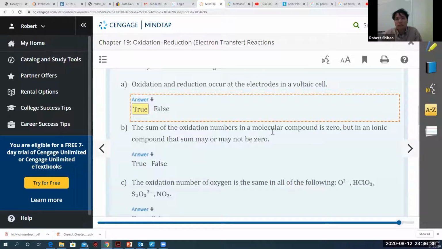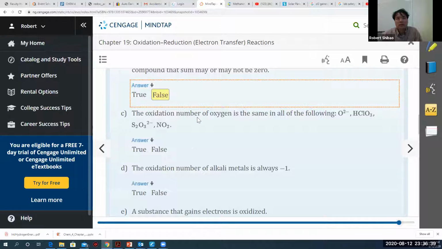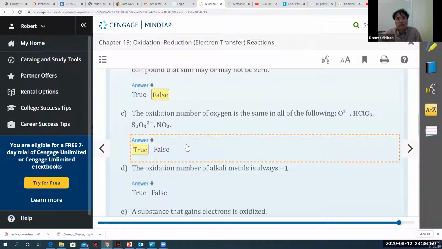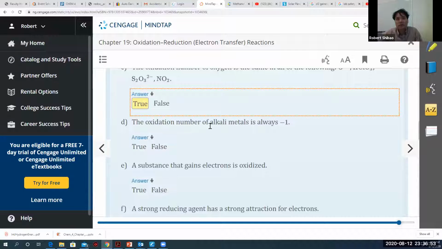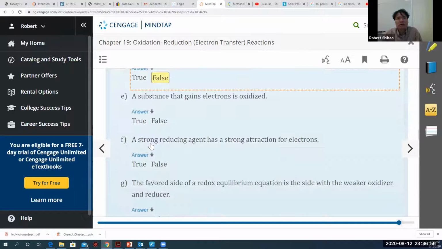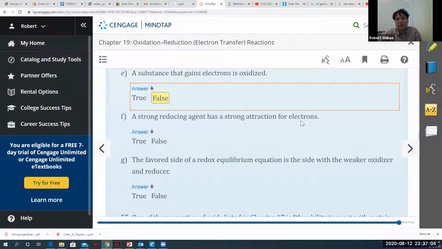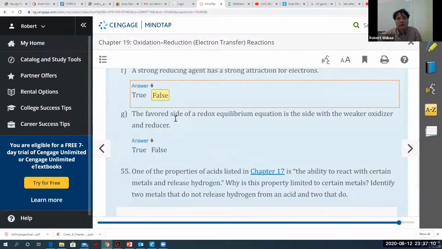So this is false. The oxidation number of oxygen is the same in all the following. This is 2 minus, this is 2 minus, this is 2 minus, this is 2 minus. That's true. The oxidation number of alkali metals is always +1, not -1. That's false. A substance that gains electrons is oxidized. No, oxidation is loss. A strong reducing agent has a strong attraction for electrons. No, a strong oxidizer has a strong attraction for electrons. The favored side of a redox equilibrium equation is the side with the weaker. Yeah, that's true.